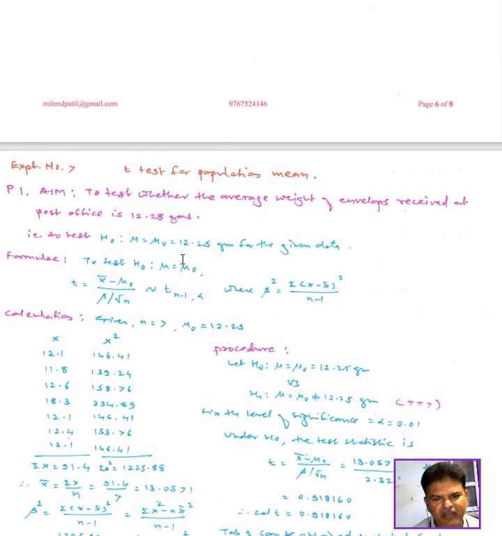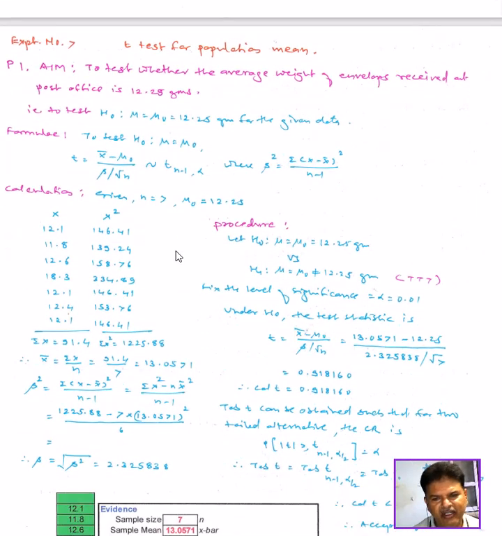To solve this, first we need to write the aim. The aim is to test whether the average weight of envelopes received at the post office is 12.25 grams. So that is my H naught in this case, 12.25 gram. What is the formula? The formula is t equal to x bar minus mu naught divided by s upon root n, which follows t with n minus 1 degrees of freedom.